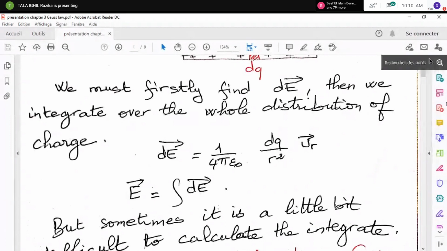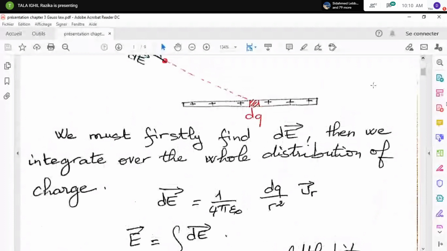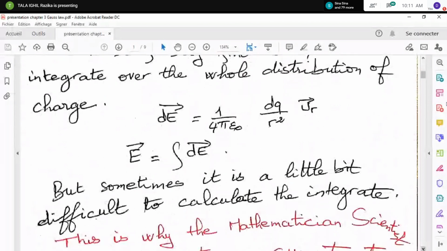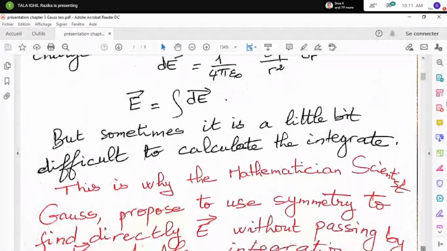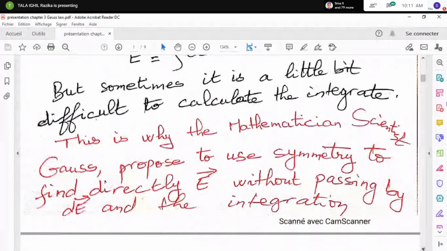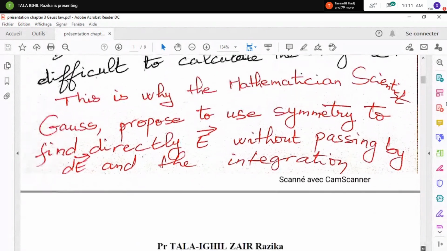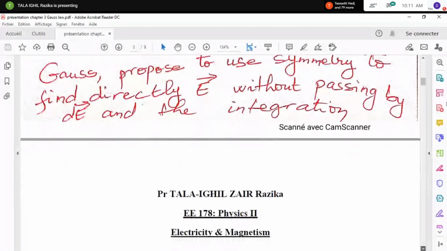But you remark that sometimes the geometry of integration is a little bit difficult, and the integral is sometimes difficult to find. So a very famous mathematician scientist called Gauss proposed to use symmetry to find the electric field E without passing by dE and the integration. So this is the purpose of this chapter.